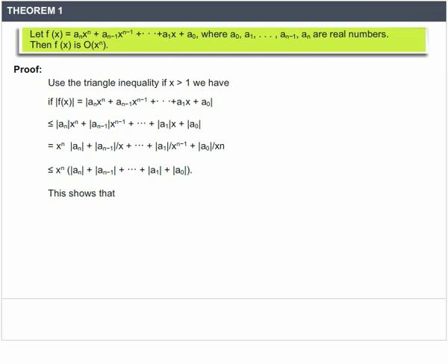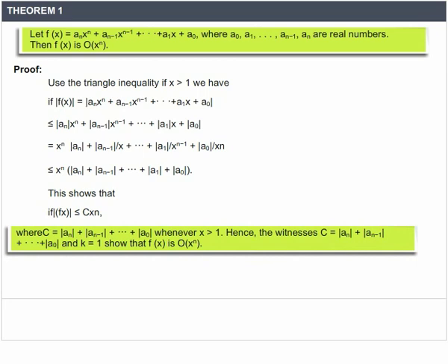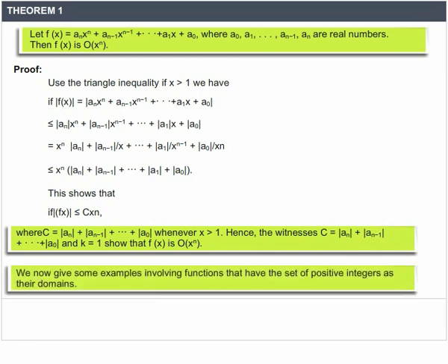This shows that modulus of f of x is less than or equal to c x^n, where c equals modulus of a_n plus modulus of a_(n-1) plus etc. plus modulus of a_0, where x is greater than 1. Hence, the witnesses c equal to modulus of a_n plus modulus of a_(n-1) plus etc. plus modulus of a_0, and k equal to 1 show that f of x is order of x^n. We now give some examples involving functions that have the set of positive integers as their domains.